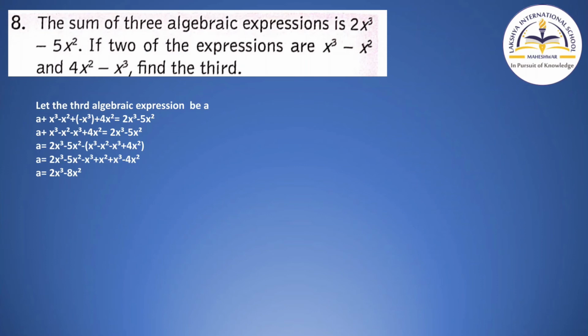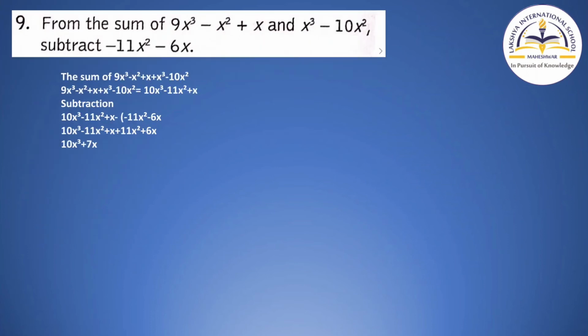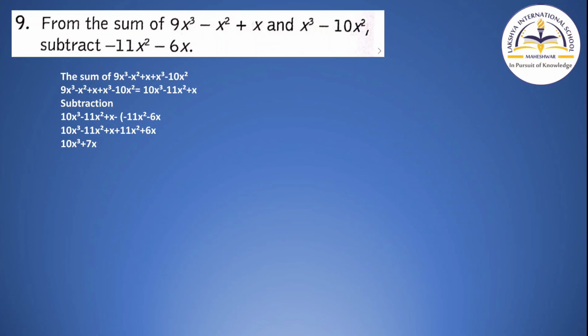Now what you have to do, you just have to transfer these two terms to the RHS. So when you transfer them, you will simplify and solve them, you will get an algebraic expression which is your answer. From the sum of 9x minus x and x minus 10x, subtract minus 11x square minus 6x.